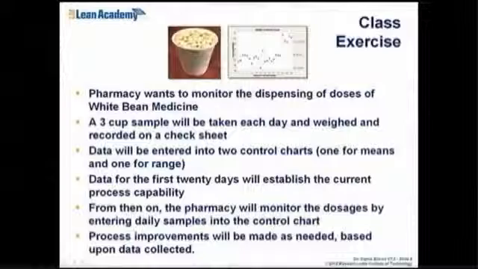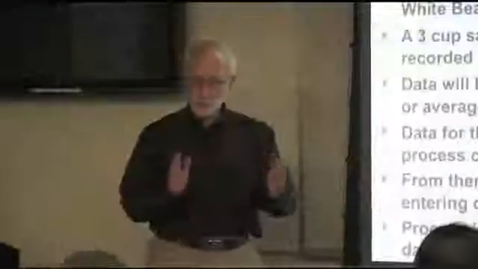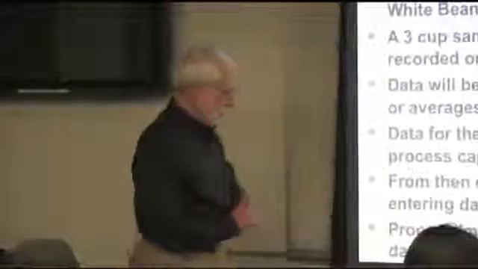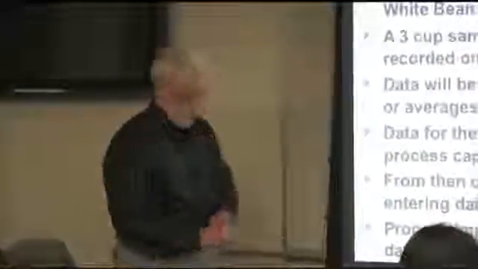So we got a 3-cup sample. We're going to enter data into control charts, one for the average weight and one for the range of the weight of the 3 cups. We're going to use it for 20 days to establish our process capability. We're going to measure it for 20 days, and that's going to tell us whether we have a stable process. Then we can monitor after that. That's what we're going to do.